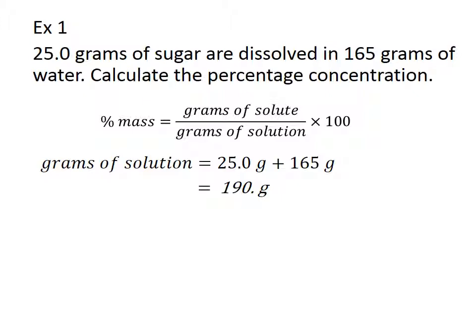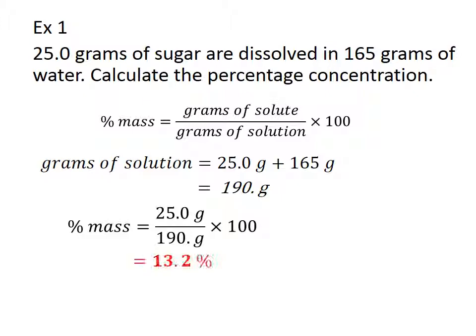So we have 25.0 grams of sugar plus 165 grams of water. So we add these together to get our grams of solution. Since we want percent mass, we take the grams of solute, which is 25.0 grams, divide by 190, multiply by 100, and that will give us our percent mass. And our answer requires three significant figures, so we get 13.2%.